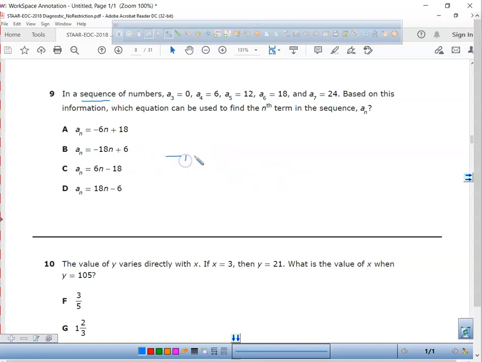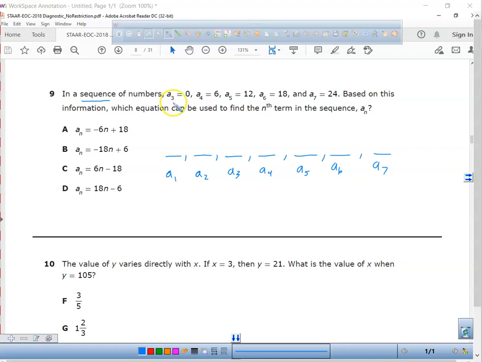I'd like you guys to create some blank spaces with me, please, okay? I'd like you to do 7 blank spaces. 1, 2, 3, 4, 5, 6, 7. I'd like you to label this one the first term, the second term, the third term, the fourth term, the fifth term, the sixth term, and the seventh term, just like that. Okay? All right.